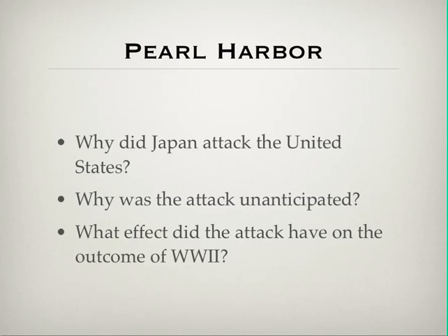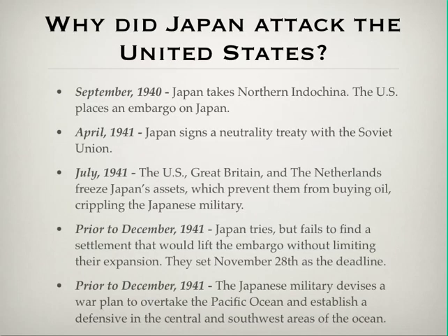Second, why was the attack so unanticipated by the US? Why didn't they expect it beforehand? And then, third, what effect did the attack have on the ultimate outcome of World War II? So, to begin, why did Japan attack the United States? Well, there are several events leading up to this, so I'm going to go through a sort of timeline here.